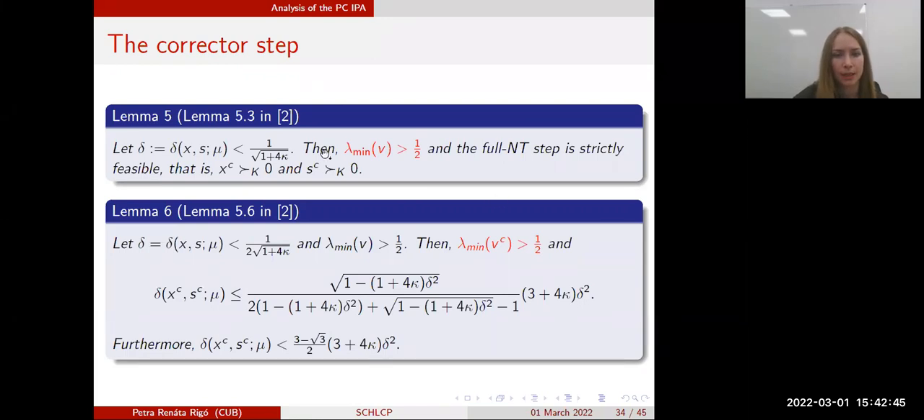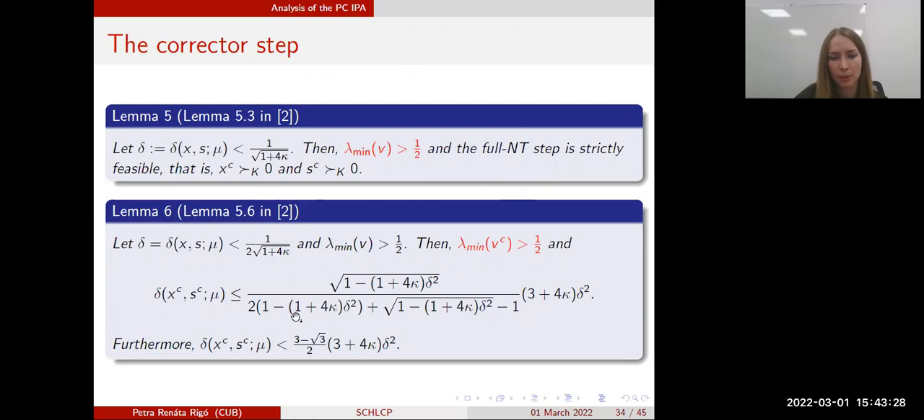So the first lemma is for proving the strict feasibility of the corrector step. If this proximity measure is less than this, we can see that kappa appears here, then we can prove that this condition holds, which we should ensure during the whole process of the algorithm, and the full Newton step is also strictly feasible. The second lemma investigates the effect of the corrector step and the mu on the proximity measure.